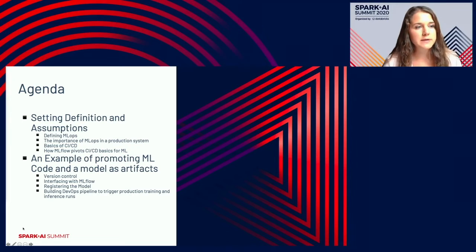After we go through these definitions and assumptions, we're going to walk through an example of promoting machine learning code and a model itself as an artifact through a CI/CD pipeline. We'll talk through the specifics of version control, how to interface with MLflow and the MLflow client, how to register the model using the MLflow Model Registry, and then we'll go through the specifics of building an Azure DevOps pipeline that's going to trigger production runs of both training and inference for this given model.